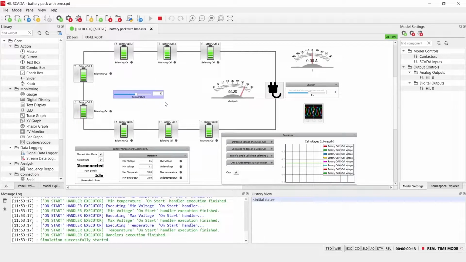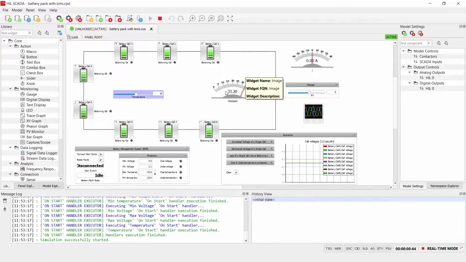The temperature is set at 30 degrees Celsius. Here we can see some protection values, meaning what happens if some of these parameters are reached, we should see the signaling of the battery management system that some flags are turned on and that some protection has been triggered. Let's see what happens if I reach the temperature of 55 degrees.